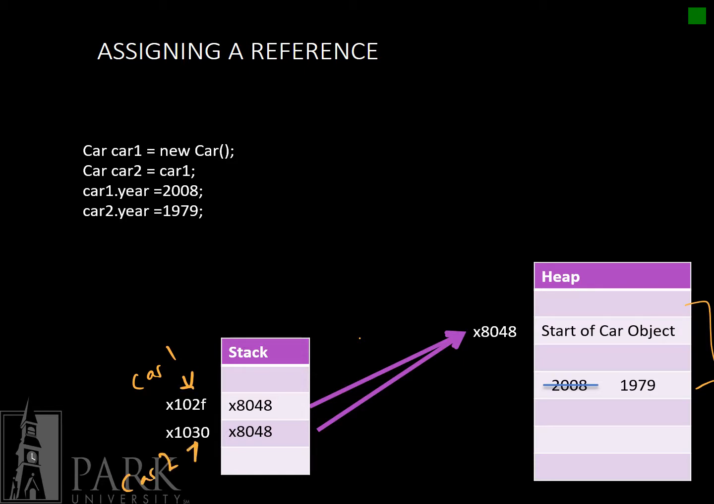Because those are our variables and they're storing an address, but they both store the same address. So they're pointing to the same object, and so when we update car 2's variable to 1979, we're just overwriting this 2008 and putting 1979 there instead. So it's really important that you understand how this operates, that you can't just create an object and make a copy like this, because you're not making a copy. You're just telling it that, hey, we're aliases. We are pointing to the same object.